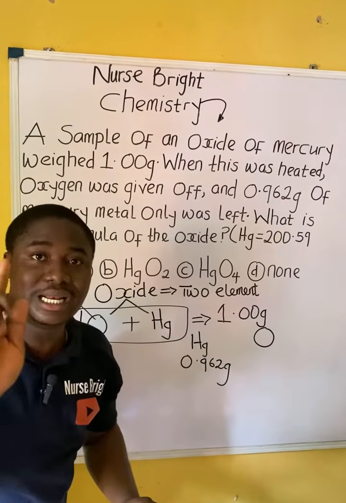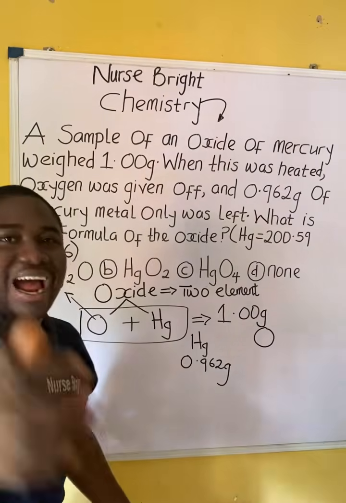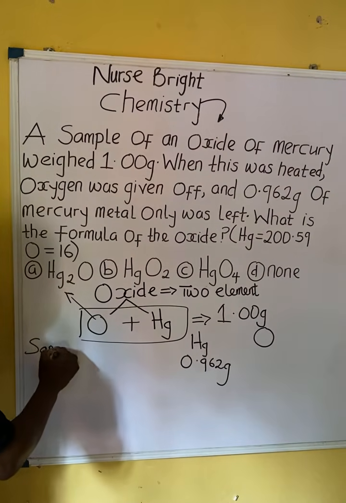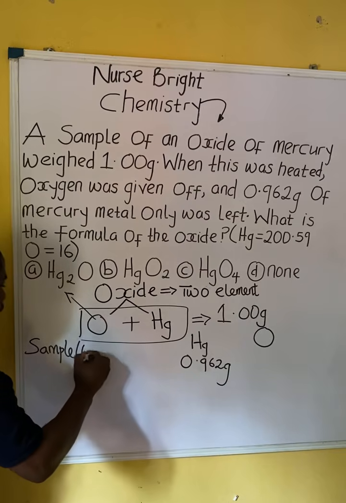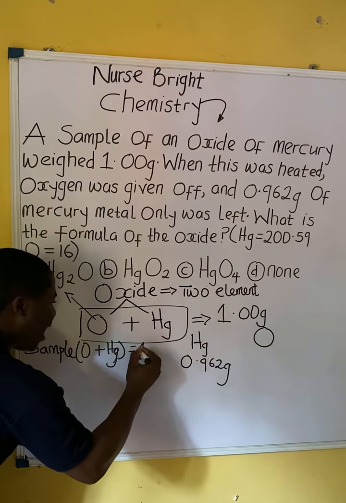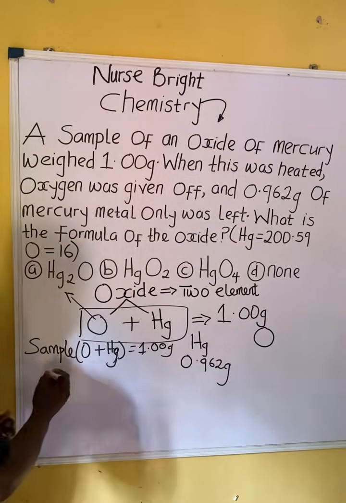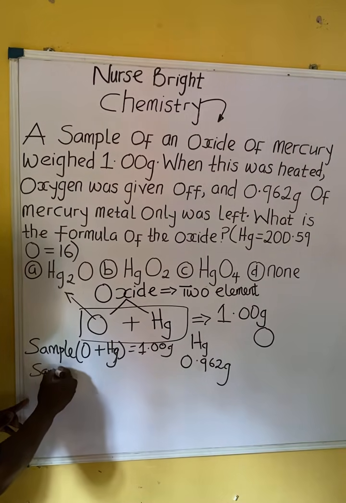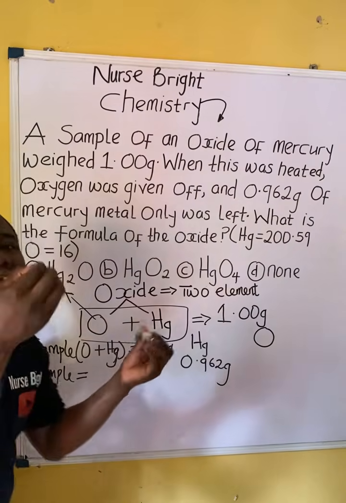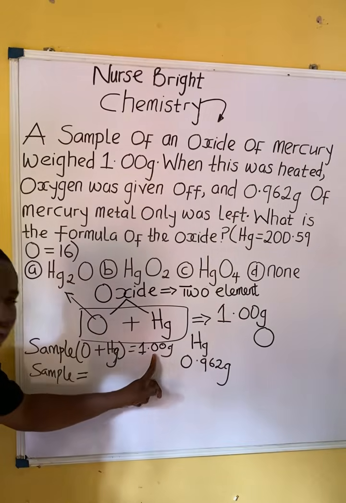It is very easy. Listen, because the question is not direct, they gave us the mass of oxygen indirectly. Remember the mass of the sample, which is made up of oxygen and mercury altogether, is 1 gram. Are you there? And also you are aware that this sample, which is made up of oxygen and mercury together, I believe you know that it is when you add the masses of the elements that make up the sample that you get the total mass.